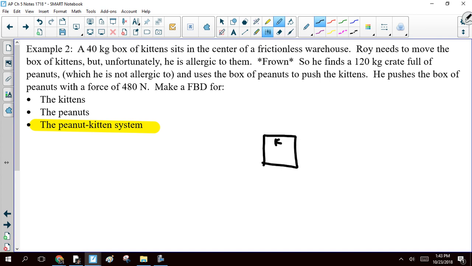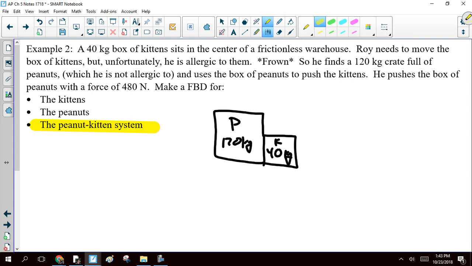So here's our kittens, 40 kilograms. Roy wants to push them to the right, but he can't push the kittens directly, so he takes this larger 120-kilogram box of peanuts and pushes them. So in this problem, here is my system.